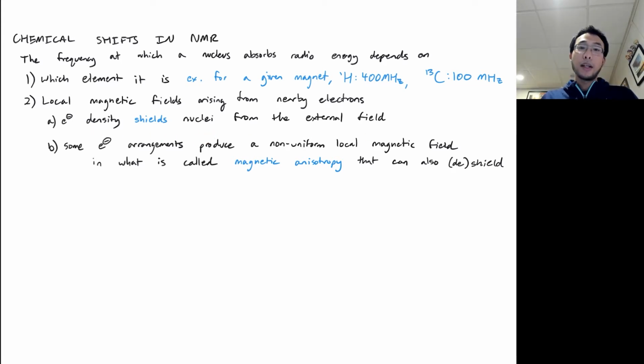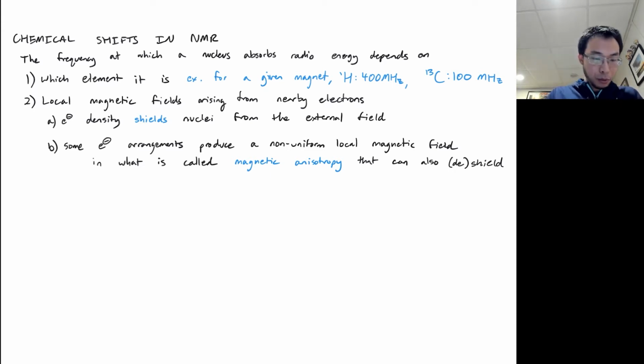However, there are also certain arrangements of electrons and bonds that produce a non-uniform magnetic field that's different from the one here in part A. This non-uniform version is called magnetic anisotropy, and that can both shield and de-shield various nuclei.